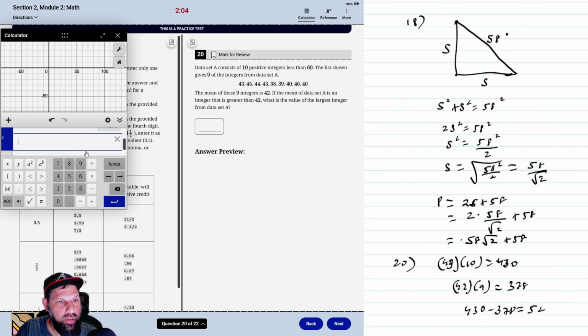I'll just go next. So 430 minus 378 is going to be equal to 52.